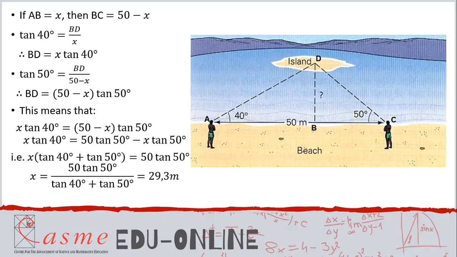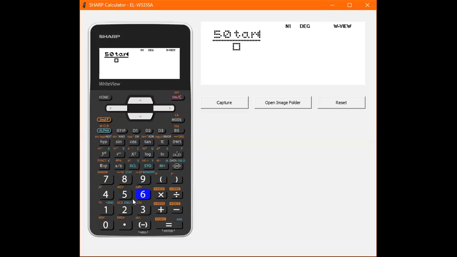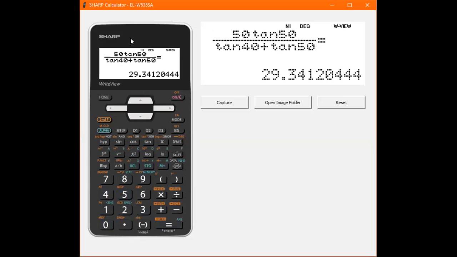Could you verify this for me, Tal? Sure, Phatha, no problem. Let's do it on the calculator quickly. So we had 50 tan 50 over tan 40 plus tan 50, right? Good. Okay, and then as easy as that, equals 29.34, etc., etc. Thank you. Thank you. No problem.